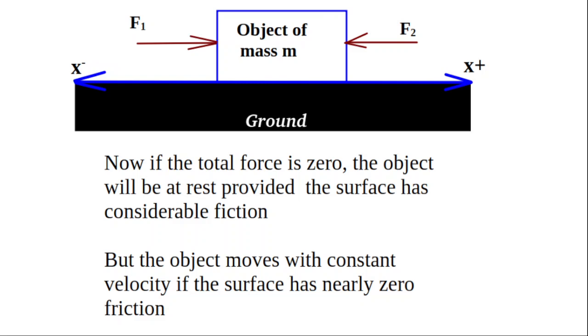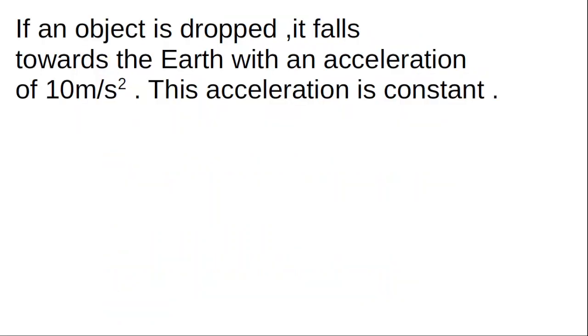Usually the ground offers considerable friction. Therefore, if an object is on the ground and the total force on the object is 0, the object will be at rest. But if you consider objects in space or some other situation, when the total force is 0, since there is no frictional force, the object will move with uniform motion. We can see such a practical example in the coming slides.